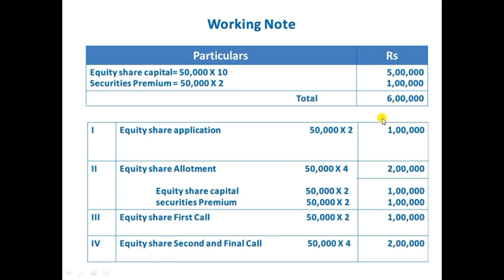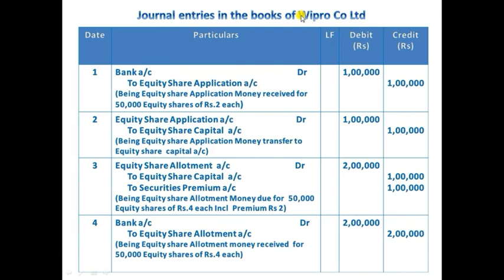So the company is going to collect a total of 6 lakh from the public, capital 5 lakh as well as premium 1 lakh. This total 6 lakh rupees the company is going to collect in installments. First installment 1 lakh, second installment 2 lakh including premium, third installment 1 lakh, and fourth installment 2 lakh. So the entire 6 lakh rupees the company is going to collect in 4 installments. Journal entries in the books of Wipro Company Limited, and we should make the format of date column, particulars column, LF, debit rupees, credit rupees. After making the format, now we need to record the transactions.